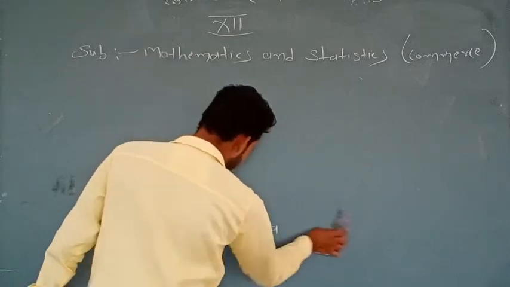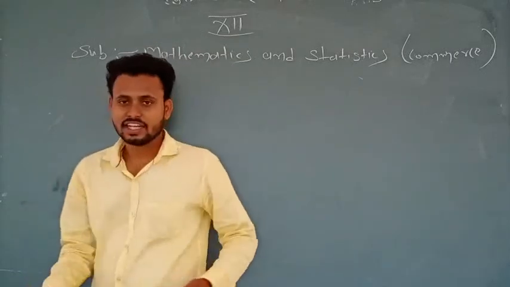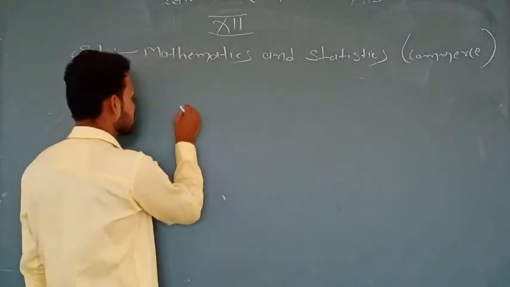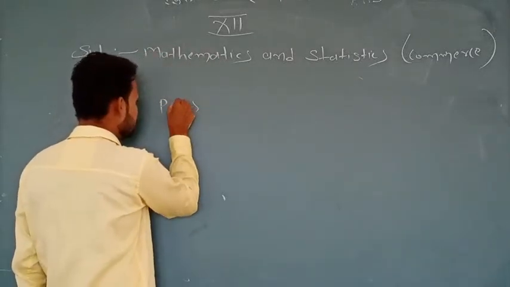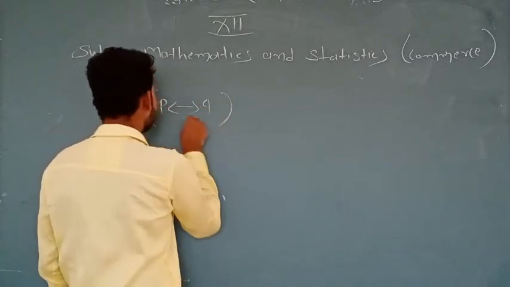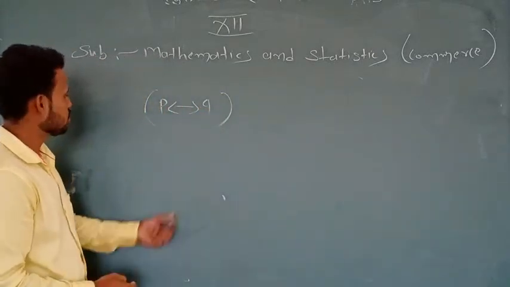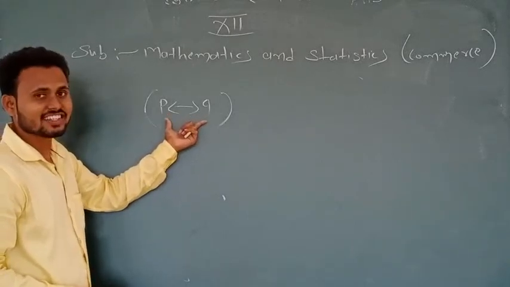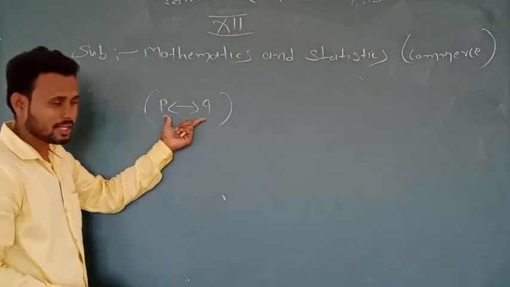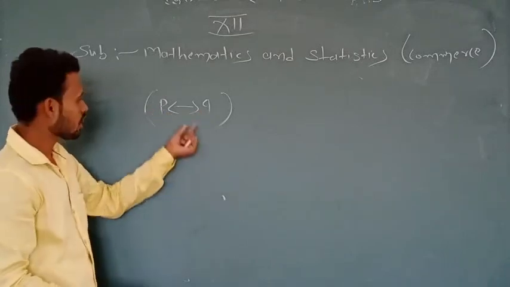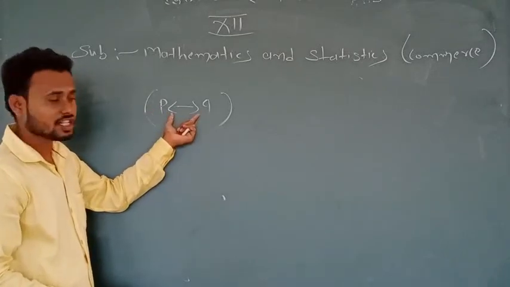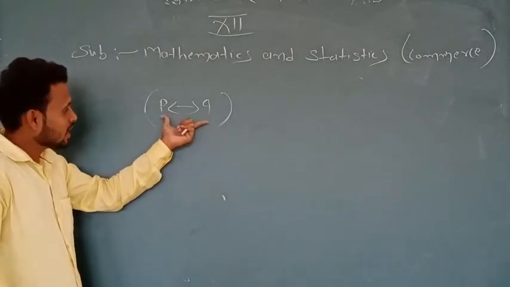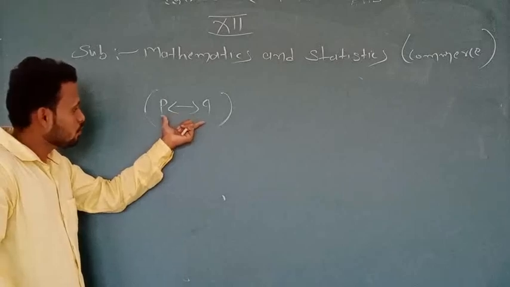Now the next one is the negation of a biconditional statement. Next point: negation of a conditional statement or double implication. This is P double implication Q. It is a biconditional statement of two simple statements, or double implication of two simple statements. Or simply we call it a biconditional statement of two simple statements.